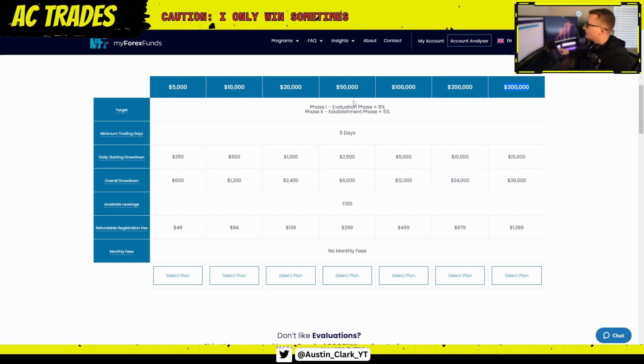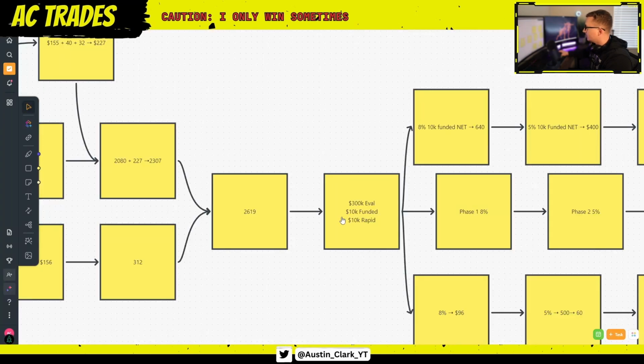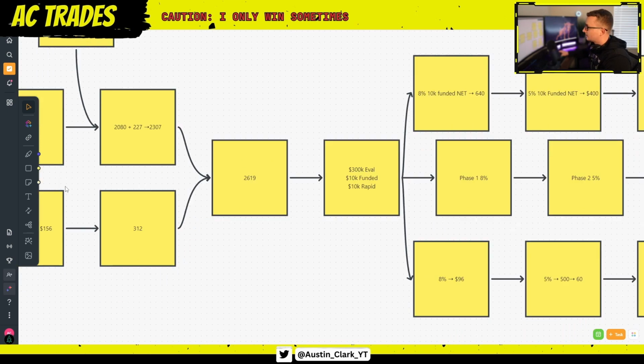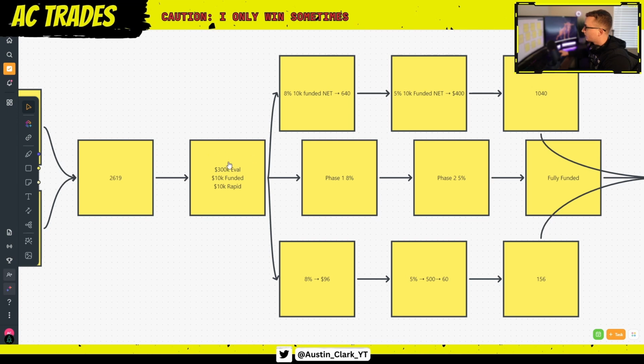And now you see here the $300,000 is only $1,389. Well, that's good news for you because you have made $2,619. So now it's the same thing, guys. It's literally you just rinsing and repeating. So you take this $300,000 account, you pass phase one making 8%, you're linking that $10,000 account that you paid for, you're linking that up to a copy trader, and you're making 8% on that, which would be $640 net, all the profit shares. You would make 96 bucks here.